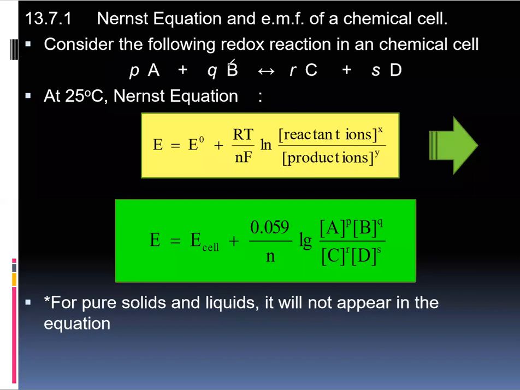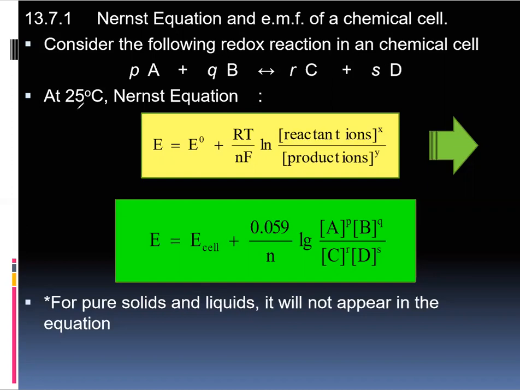So the next equation, the Nernst equation and the EMF of a chemical cell. Now consider the following redox reaction in a chemical cell. If I have A plus B to give me C plus D, with each of them having p, q, r, s as their number of moles. P is the number of moles of A, Q is the number of moles of B, R is the number of moles of C, and S is the number of moles of D.